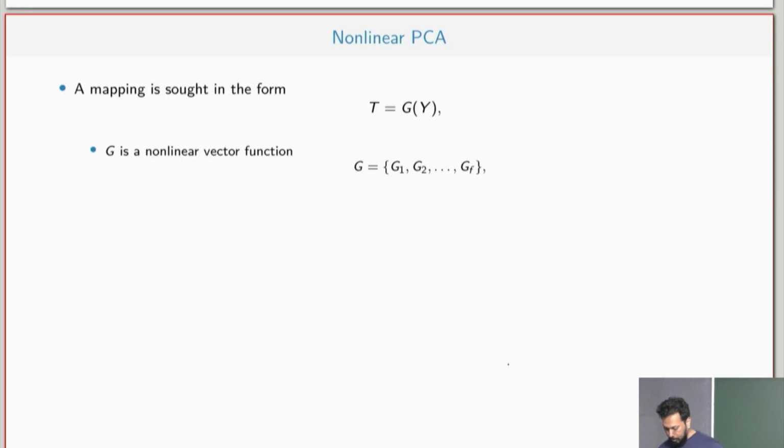Right. So let us look into a generic variant of PCA. We are looking for a map that takes the input vector y, that passes through some nonlinear function g, and it produces an output t. Now g could be seen as a nonlinear function where each of the components of g could be some nonlinear map.